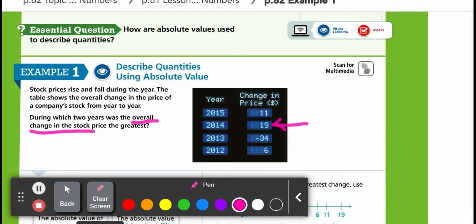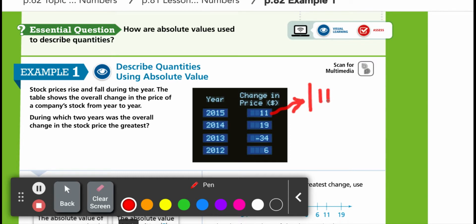So maybe it was $20 more than normal. Maybe it was $20 less than normal. Whether it's positive or negative doesn't matter. This is where finding the absolute value is going to help us. So let's start by finding the absolute value of 11. What is the absolute value of 11? The absolute value of 11 is just 11.